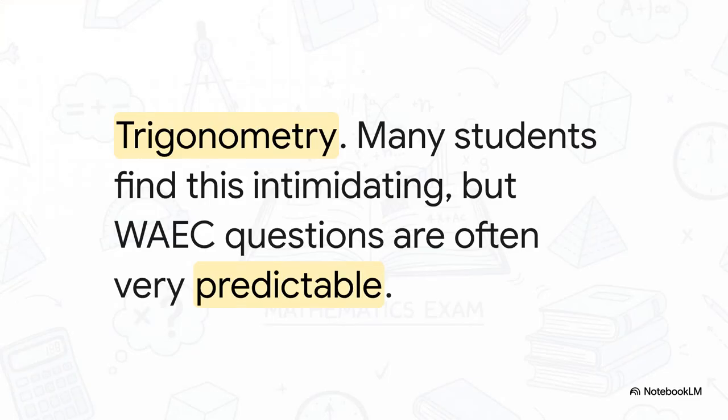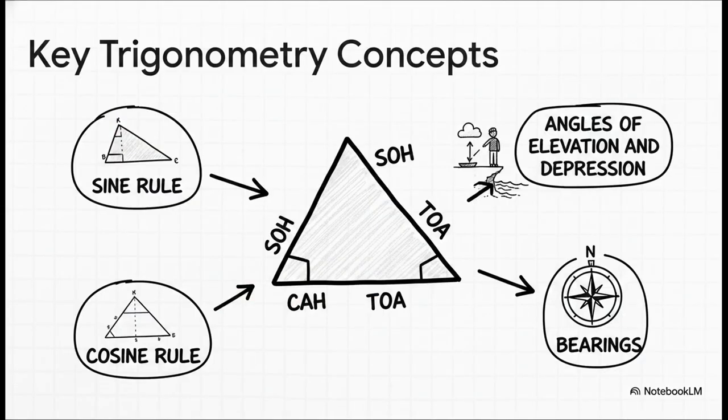Now for geometry's close partner, trigonometry. I know, this is a topic that can feel a bit intimidating for a lot of students, but honestly, the questions in WAEC are often very predictable, as long as you know what to look for. So what should you focus on? It all starts with the basics, your SOHCAHTOA ratios. From there, you absolutely must know when and how to apply the sine rule and the cosine rule. And finally, practice those word problems involving angles of elevation, depression, and bearings. Those are classic application questions.